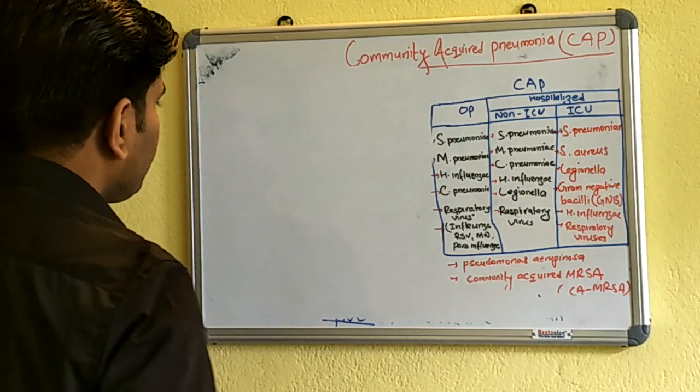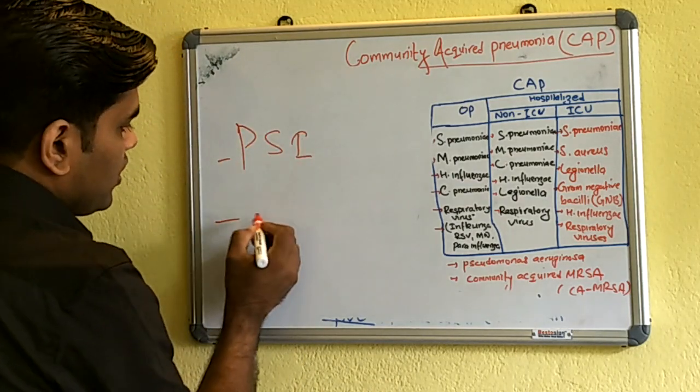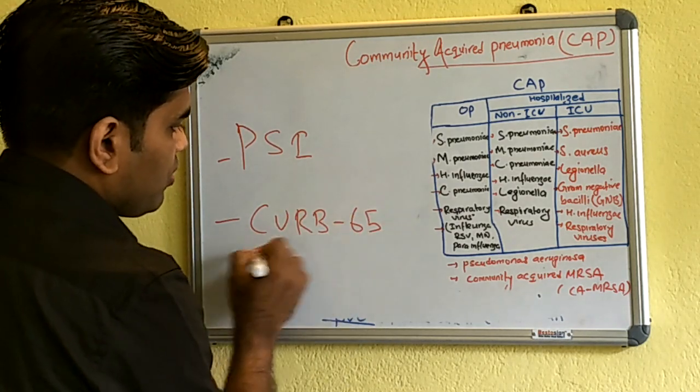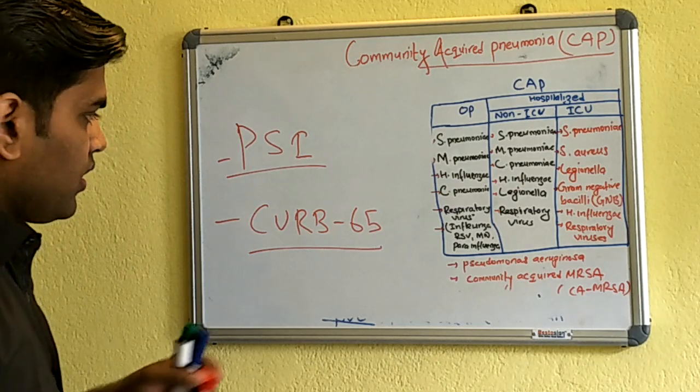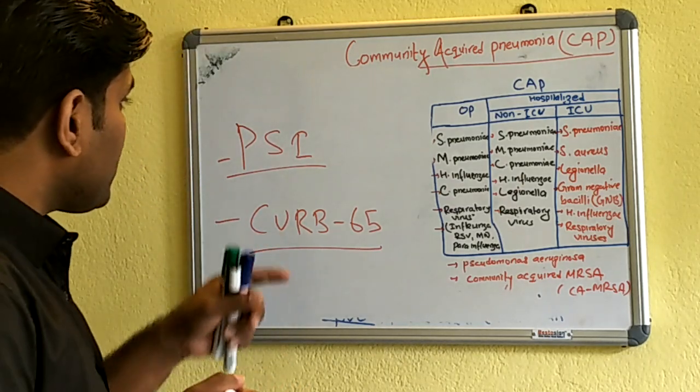One is the pneumonia severity index and another is the CURB 65. So you have known about these two. At least CURB 65, I think you know that. Okay. So PSI, what is this?